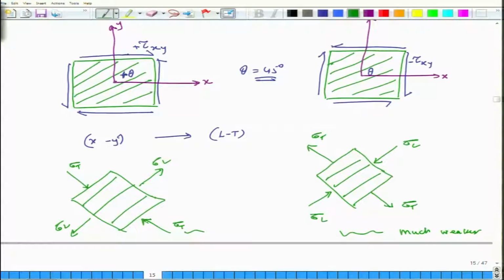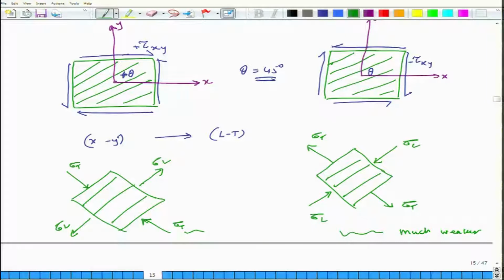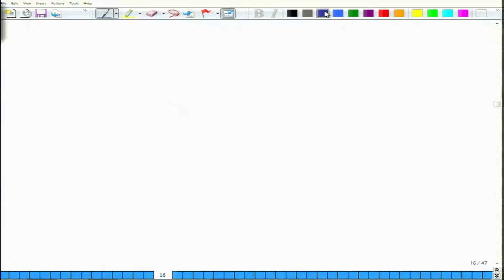So, the overall point is that if the fibers are aligned to the loading direction, that is if the LT plane and XY plane are aligned to each other, then the direction of shear does not matter. But if the LT axis system and the XY axis system are not identical, then the direction of shear makes a very significant difference. So, we will do this through an example.